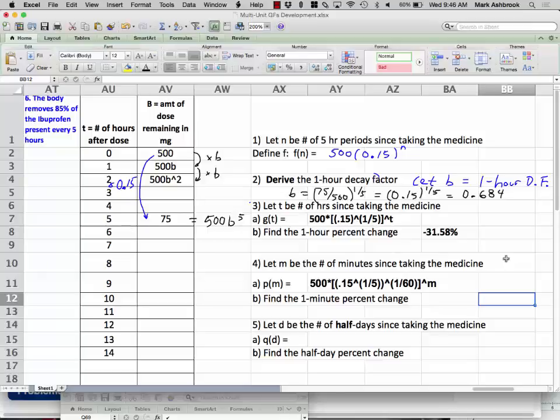Okay, see if you can finish this off here. I want you to find the 1 minute percent change, and then let D be the number of half days since taking the medicine, and you're going to find the half day percent change. So find the half day formula, if D is the number of half days, and the half day percentage. So you got 3 more things to do.